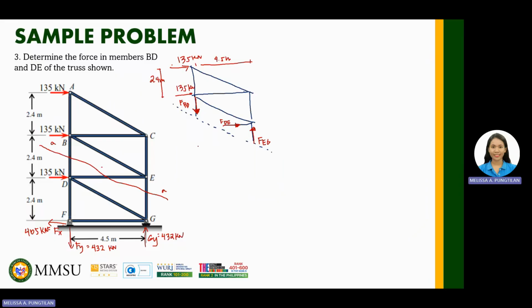Okay. So, kagaya dun sa una nating solution kanina, we can now compute DE kasi nga yung BD natin and EG are both vertical. So, by taking the summation of forces along X is equal to 0, to the right as positive, so FDE to the right. Okay, nakikita ko mali na yung assumptions natin dito. Okay, so plus 135 plus 135 is equal to 0. So, FDE is equal to negative 270 kilonewton or 270 kilonewton in tension.